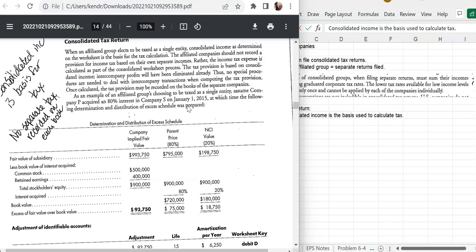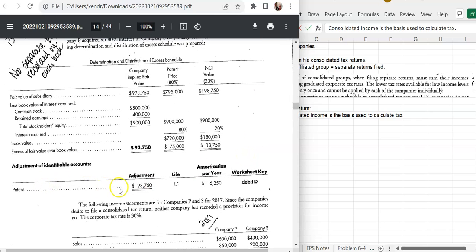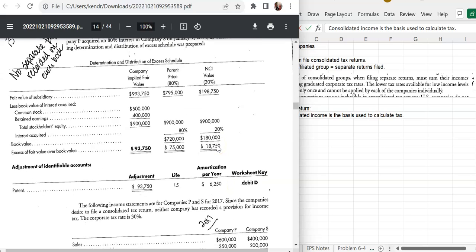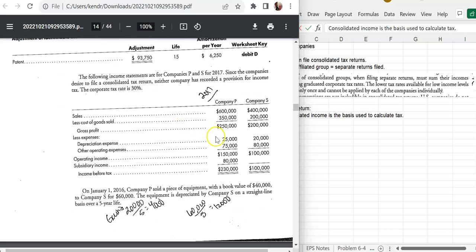On January 1st of 2015, at which time the following determination and distribution of excess schedule was prepared. All right, and then notice they had a patent which has 6,215 amortization. Okay, so P bought S. All right, this is the separate financials in 2017 for P and S. All right, and then in 2016, P sold equipment with a book value of 40 to Company S for 60. So you had a $20,000 gain with a 5-year life. All right, so the gain's going to be deferred and then recognized as a decrease in expenses at the rate of 4,000 per year, and then the depreciation on that equipment is 12,000.